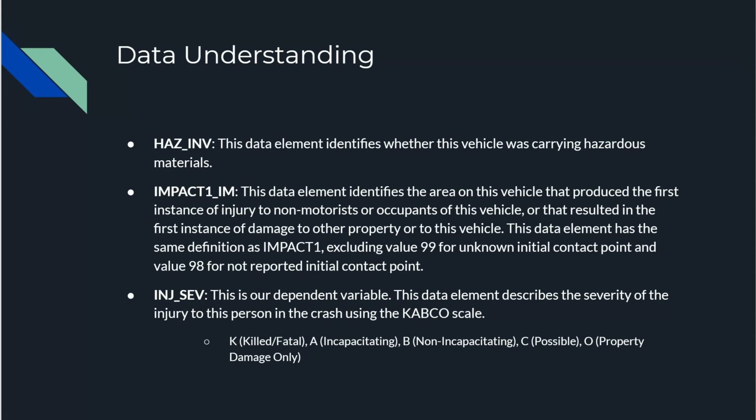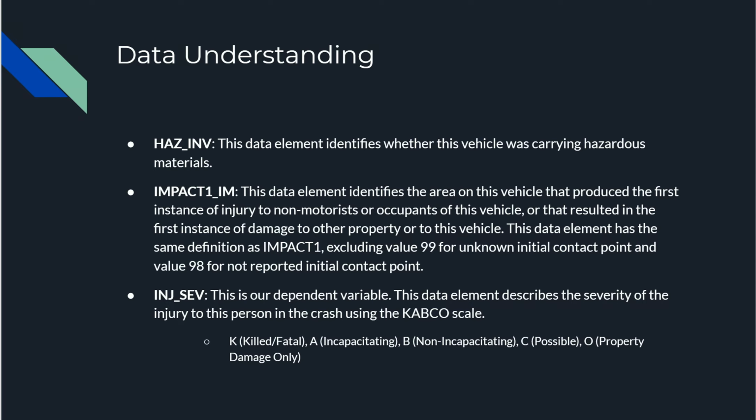Has underscore INV. This data element identifies whether the vehicle is carrying hazardous materials, some that might lead to either a fire, explosion, some sort of thing that might increase the severity. Impact 1, imputed. This data element identifies the area on this vehicle that produced the first instance of injury to non-motorists or occupants of this vehicle, or that resulted in the first instance of damage to other property or to this vehicle. Basically, same as Impact 1, just all the unknowns have been removed, and so have the not reported.